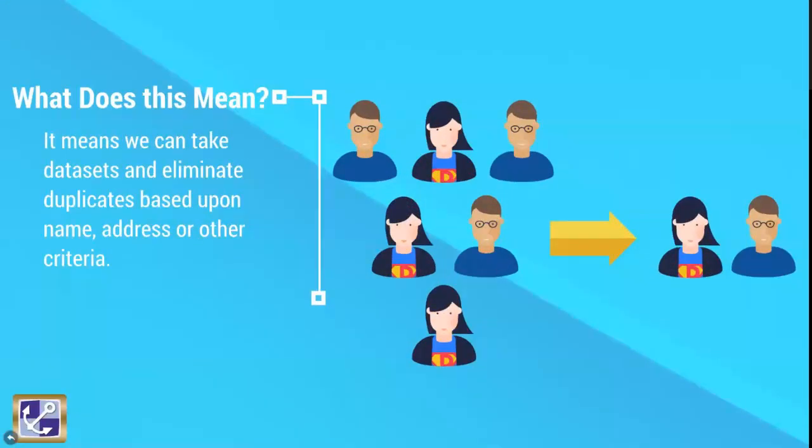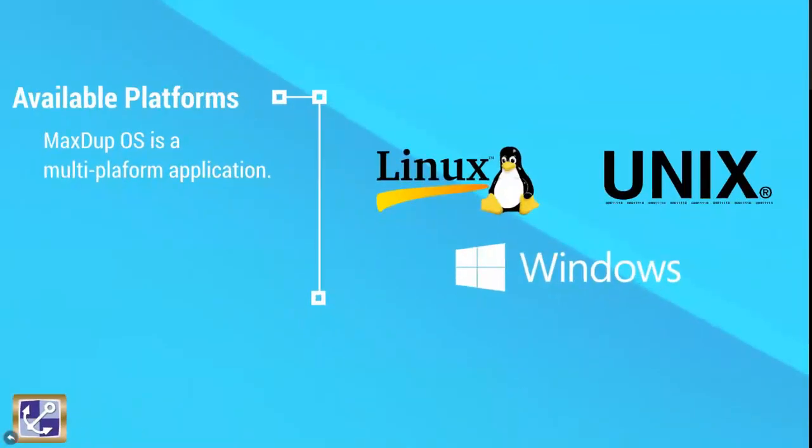What does this mean? Well, it means that you can input multiple lists or multiple names, and the program will eliminate the duplicates by name, address, city, state, and zip, or some other criteria that you've given us, and come out with one clean list. You can use that list for mailing or just as a master list that you're trying to have on your system. The platforms that are available to run the Dup OS program are Linux, Unix, as well as Windows.